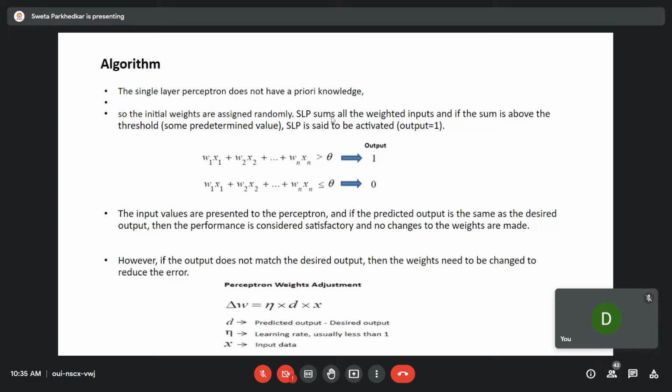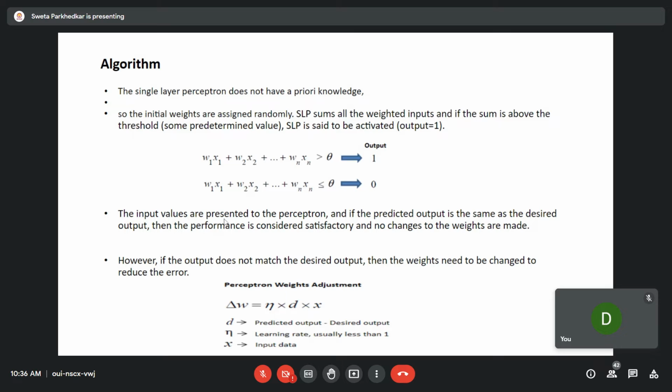So the SLP sums all the weighted inputs, and if the sum is above the threshold, then SLP is said to be activated. Okay, so when will the perceptron activate? Whenever the weighted sum of the weights multiplied by the input is greater than theta, then the output is 1, means you will activate that particular perceptron. And if it is less than that particular threshold value theta, then it will be deactivated.